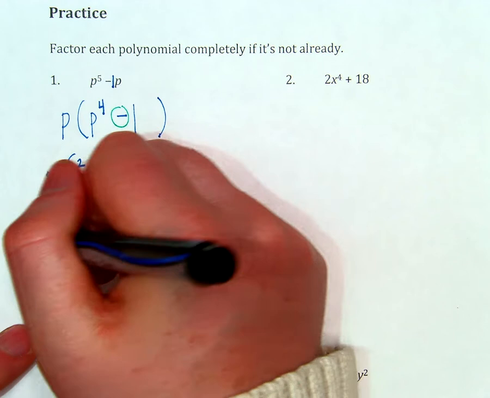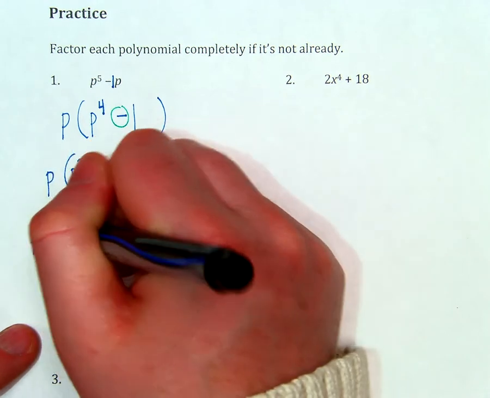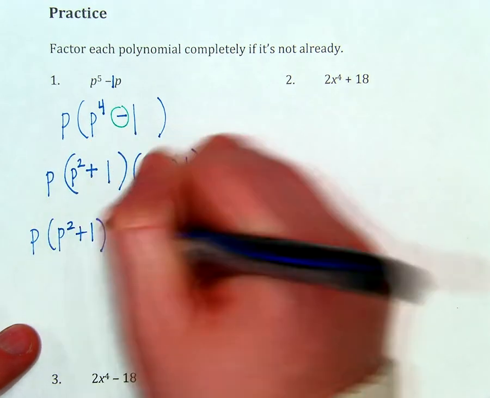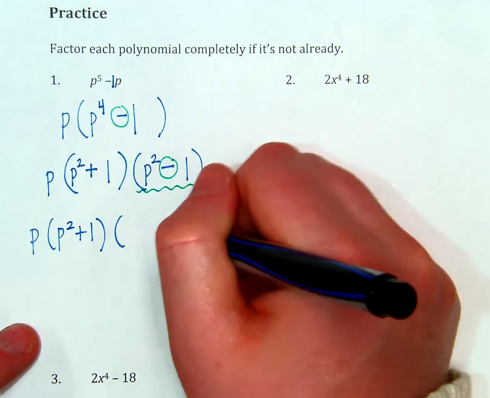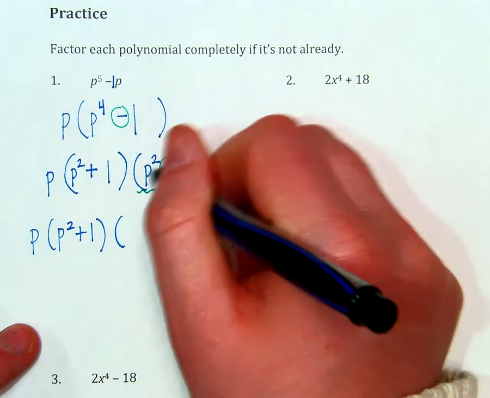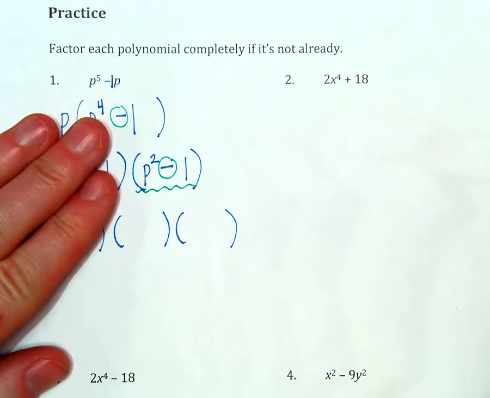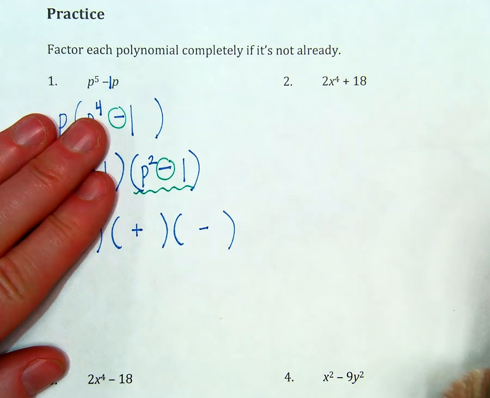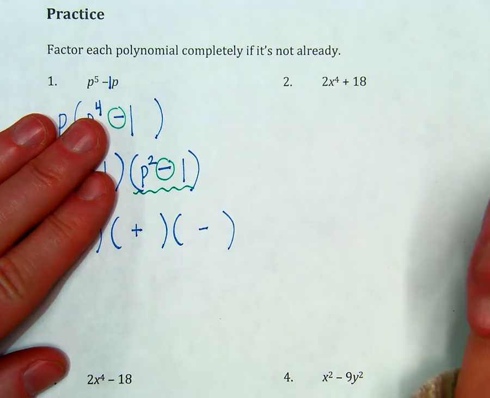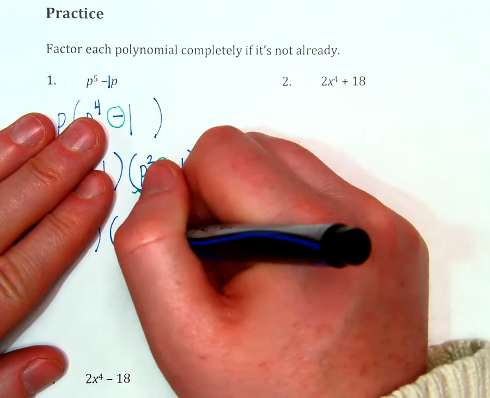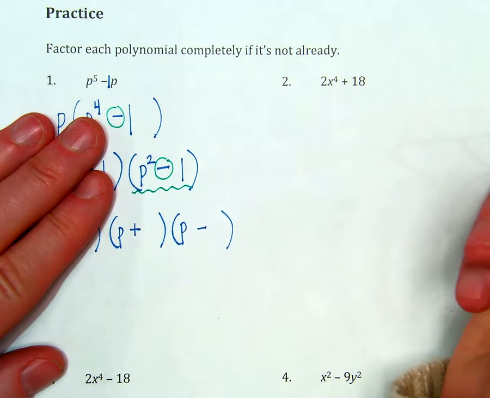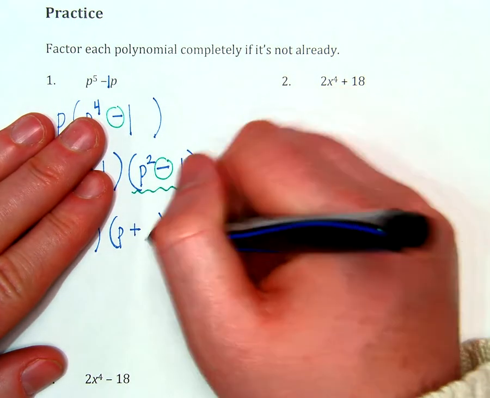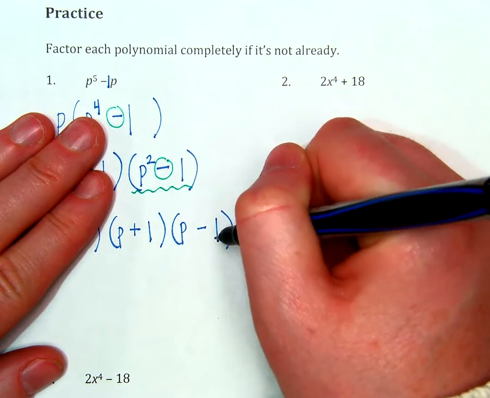Everything else, the p and the p squared plus 1, is going to stay. But now, difference of squares again, I'm going to set up 2 sets of parentheses for this. And just ignoring everything else, guys. 1 will get a plus, 1 will get a minus because it's a difference of squares problem. And p squared will split into p and another p. And the square root of 1 is just 1 and 1.